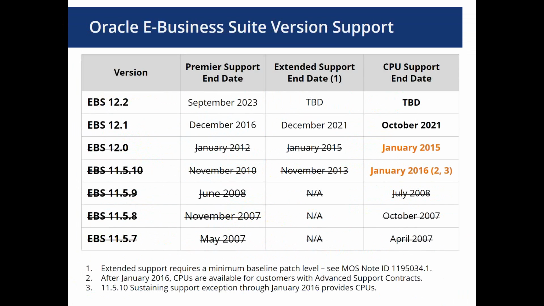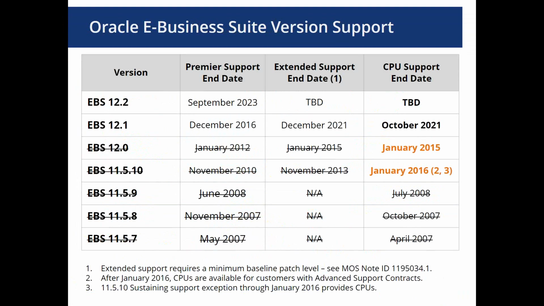So if you are running Oracle E-Business Suite 12.2 or 12.1, those are fully supported today. 12.1 is supported through October 2021 for critical patch updates and security patches. As of today, there are no other supported versions for critical patch updates. So if you're running 12.0, CPU support ended 2015. If you're running 11i, support ended January 2016.